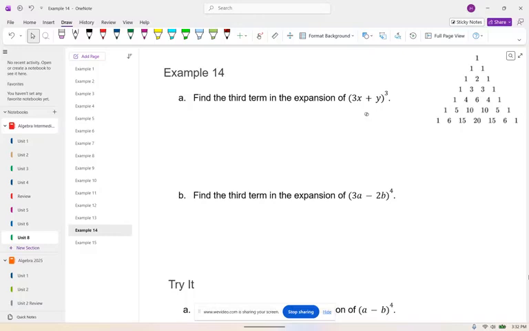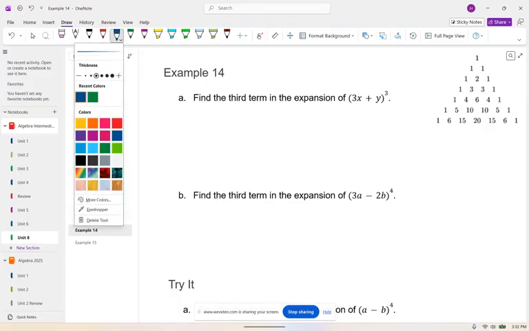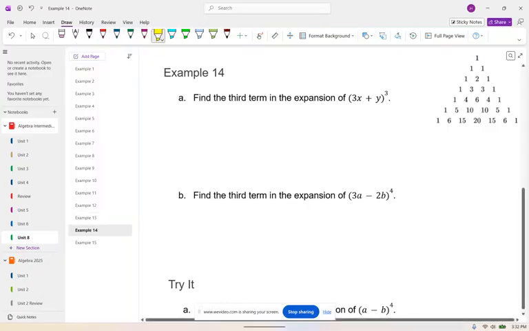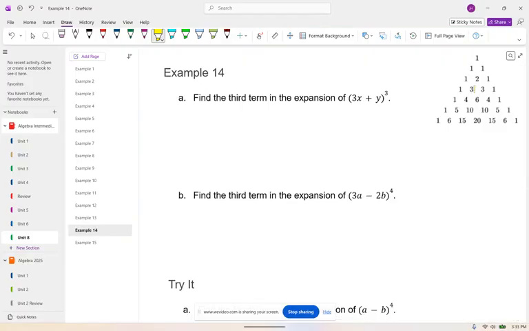All right, guys, in this video, we're going to look at example 14, our first video on the binomial theorem. As we get into this, we're going to want to remember some of those patterns that we've seen so far. We are looking at (3x + y) to the third. So we're interested in this row that has 3 in it: 1, 3, 3, 1.